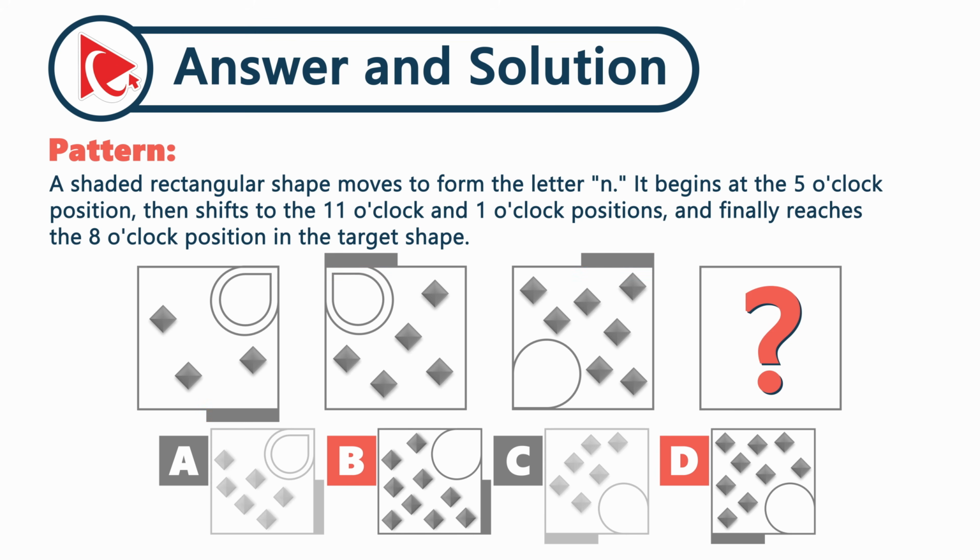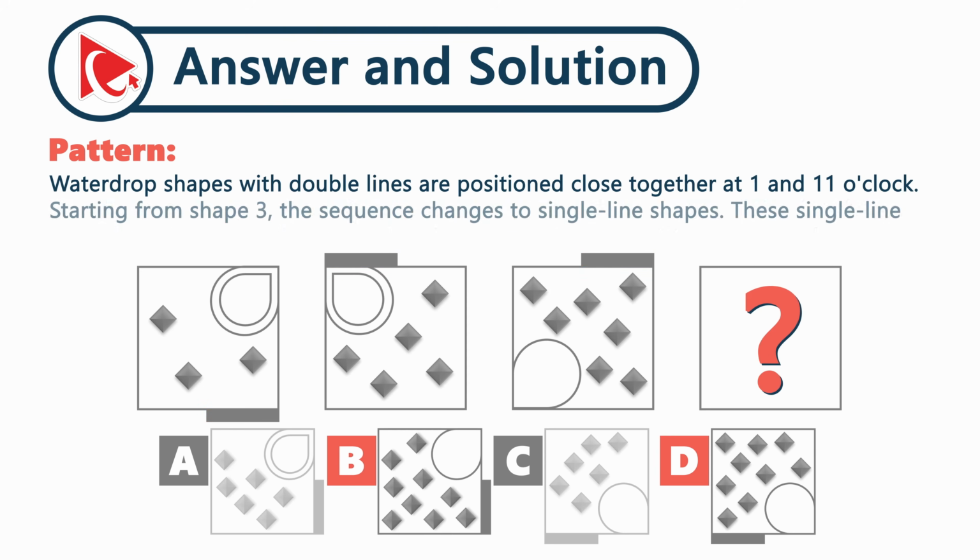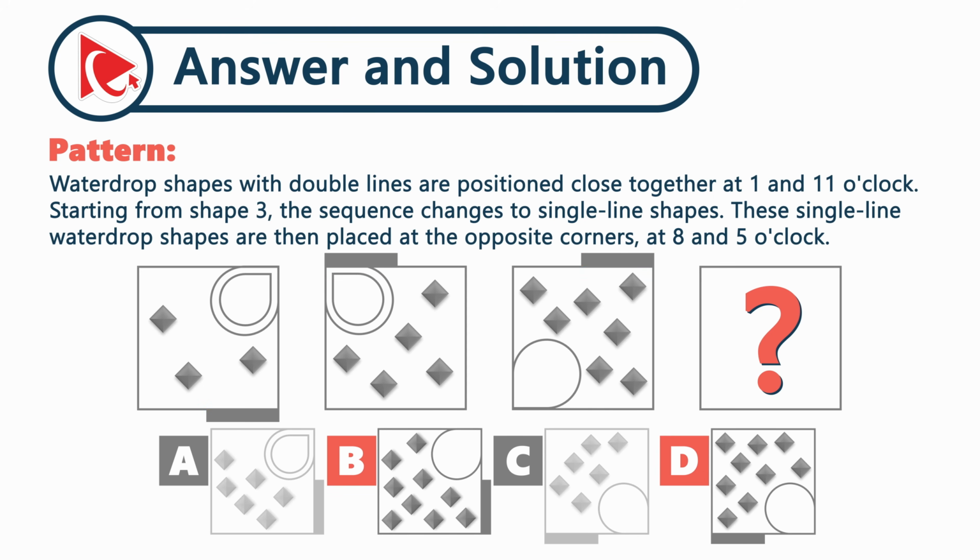The third pattern here is the pattern of the water drop shape, which is probably the most interesting. In fact, there are 2 types of water drop shapes. The first one has double lines, and then the second type, starting in shape 3, would be a single line water drop shape. If you look closely, you will see that the water drop shapes with double lines are positioned close together at 1 and 11 o'clock in shapes 1 and 2.